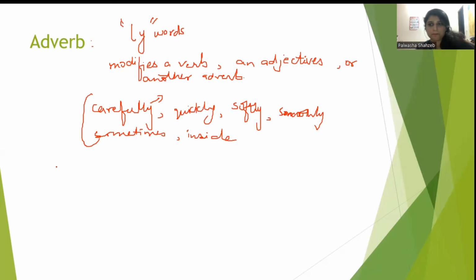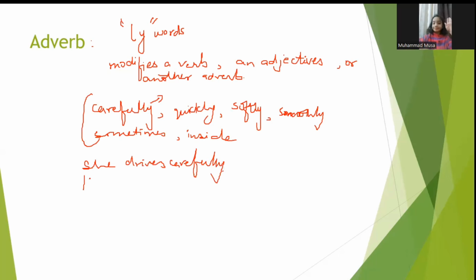Example sentences, please. Please drive carefully. She drives carefully. Very nice. Carefully is an adverb. Next, anybody else?